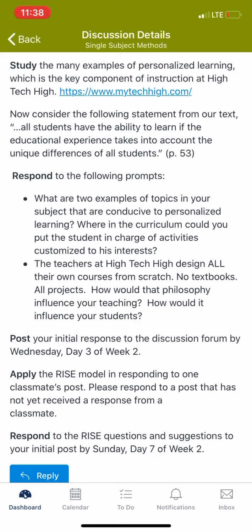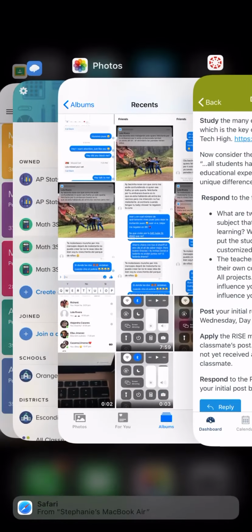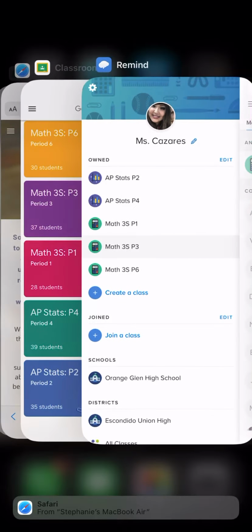So, focusing on what are the two examples of topics in the subject area that I conduct to personalize learning. I'm currently a long-term sub for Math 3S, which is for juniors, and AP Stats, which is between juniors and seniors. So I teach at a high school. I wanted to go ahead and show you guys what I use.